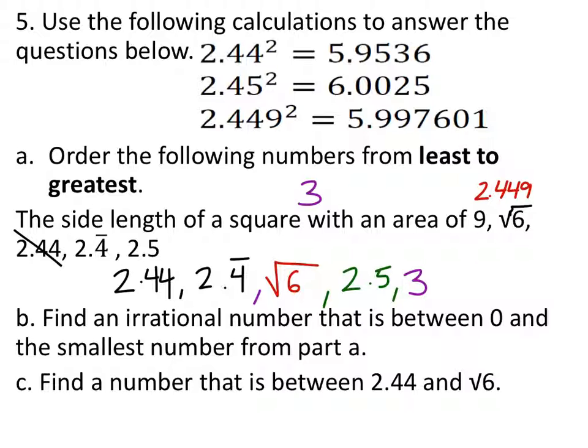So find an irrational number that is between 0 and the smallest number. So we got 2.44 and also 0. So we could just use the square root of 2 for that, or even the square root of 3. These would be irrational numbers between 0 and 2.44. Find a number that is between 2.44 and the square root of 6, which is 2.449. So we'll just put 2.445. Just a little bit bigger than that. Of course, you could have put a 6 there, or a 7, or an 8, and that would work.